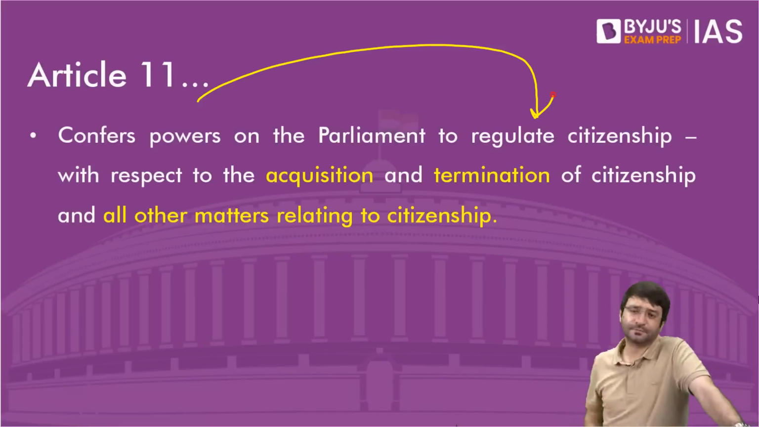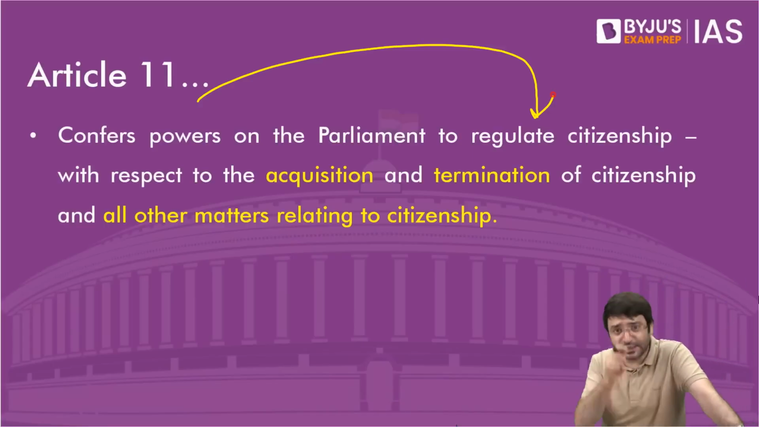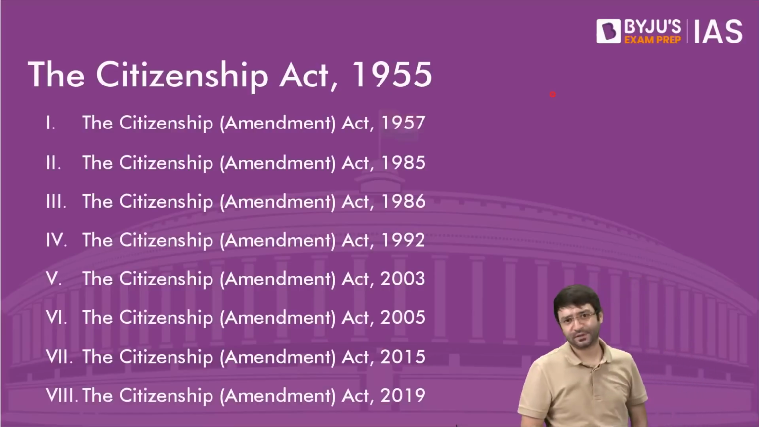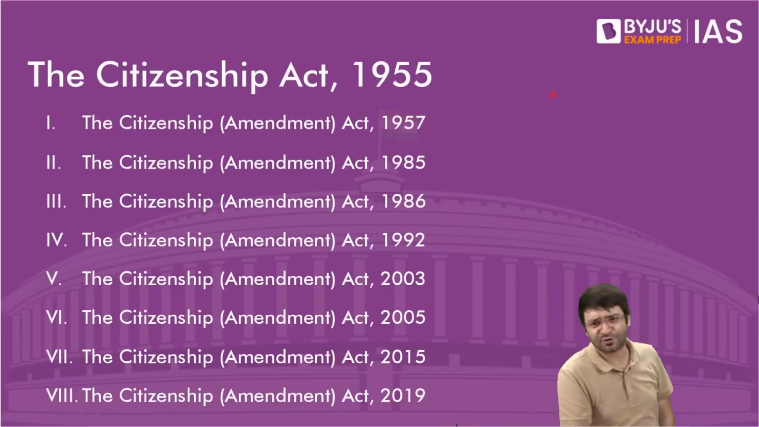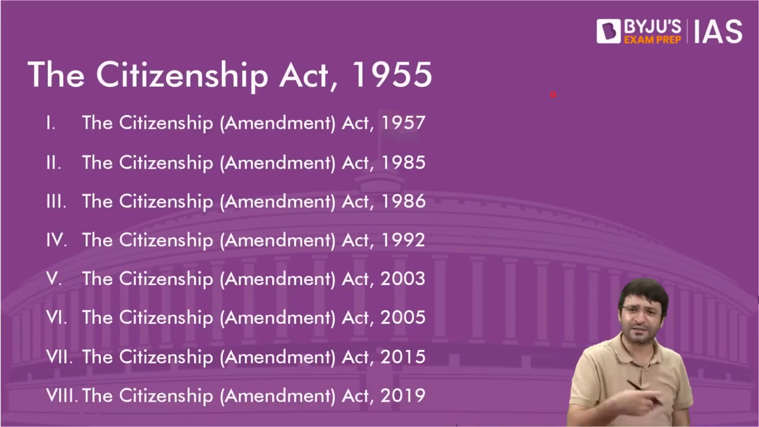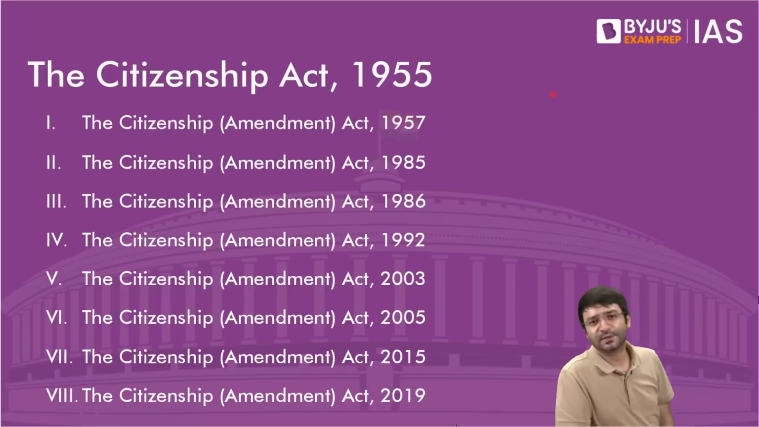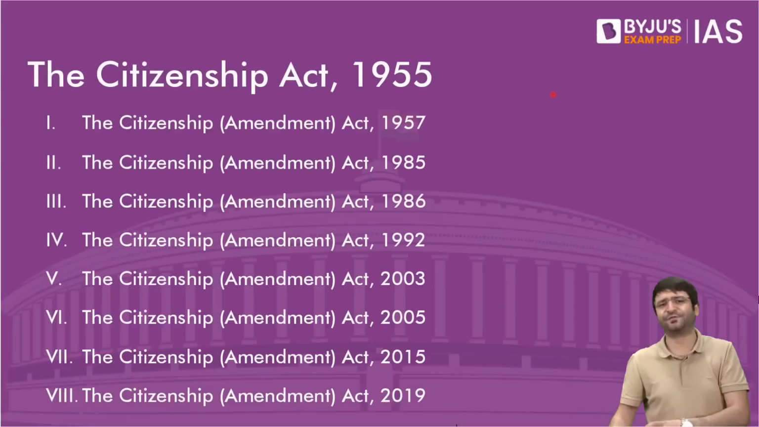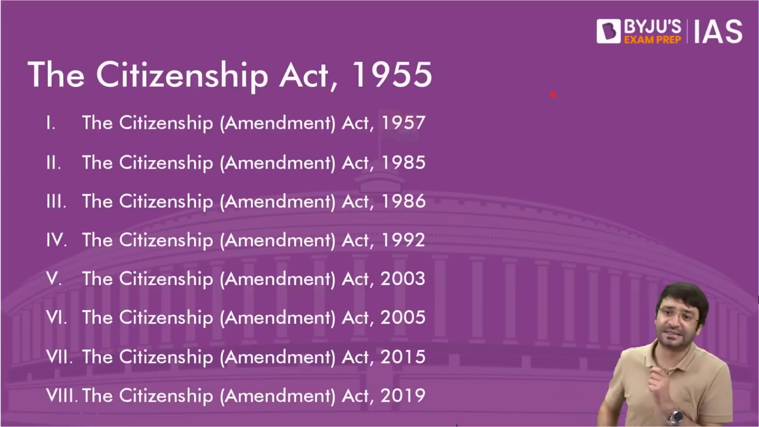That's Article 11. And Article 11 was used to pass the Citizenship Act in 1955, which regulates all matters related to citizenship. Who can become the citizen, when, how, what not. And it is this Citizenship Act of 1955 which has been amended multiple times. In 57, in 85, in 86, in 92, 2003, 2005, 2015, and the last one was in 2019, known as the Citizenship Amendment Act 2019.